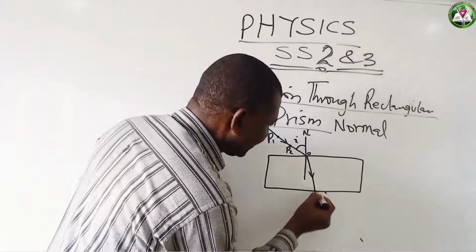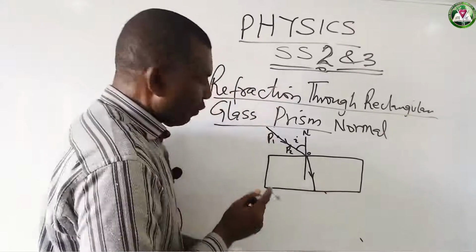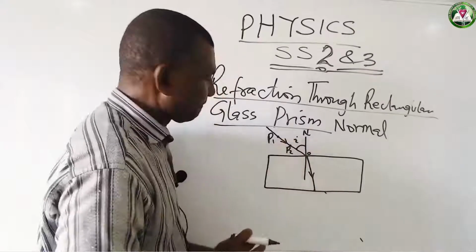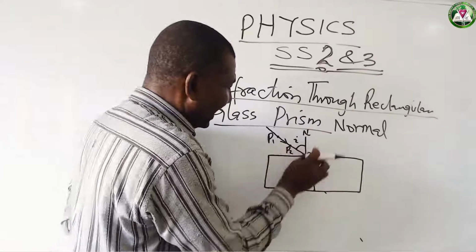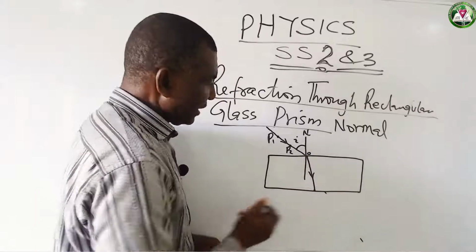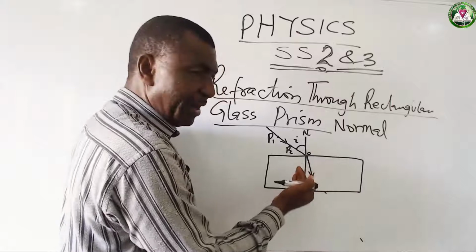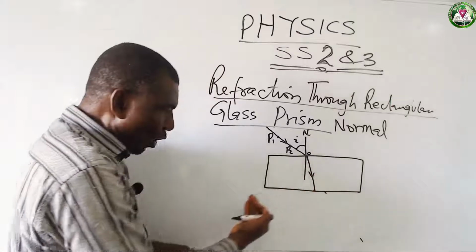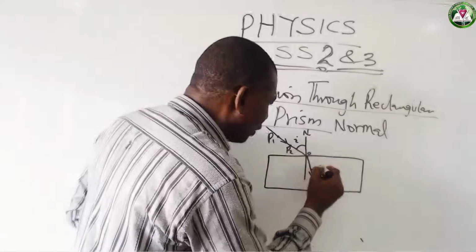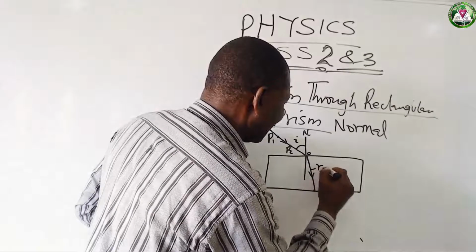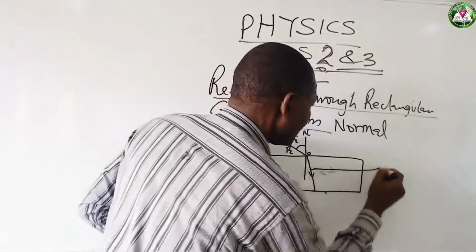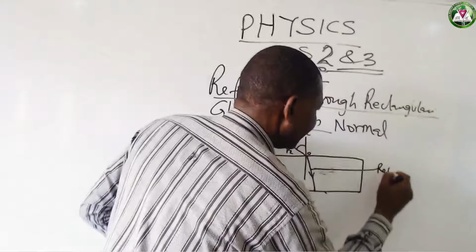And then when it gets to the boundary again, this place we say is the glass-air boundary. The first one is the air-glass boundary. It will hit the boundary of the glass and bend. This particular bending is what we call the refracted ray. This is the refracted ray.